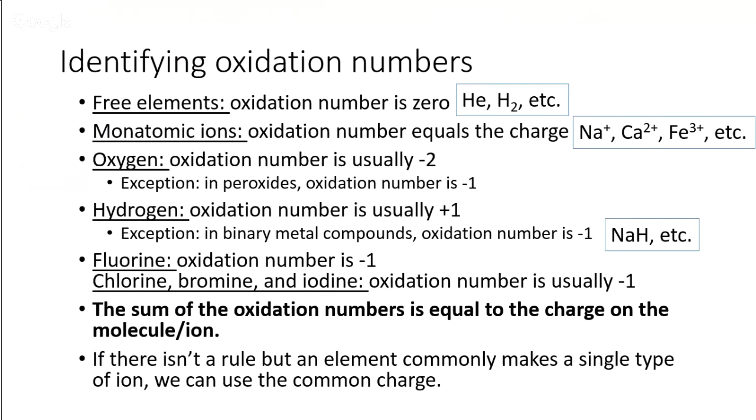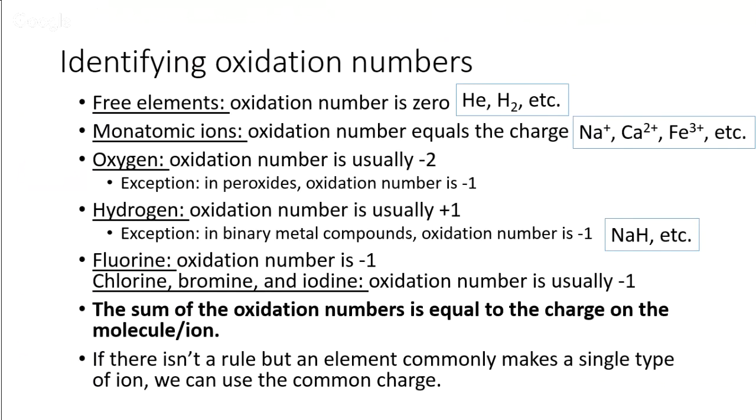In fluorine, the oxidation number is -1. In chlorine, bromine, and iodine, the oxidation number is usually -1, but not always, so sometimes we have to figure it out. The next rule is a little bit of a catch-all, but allows us to figure out oxidation numbers if there isn't a rule. So the sum of the oxidation numbers is equal to the charge on the molecule or the ion.